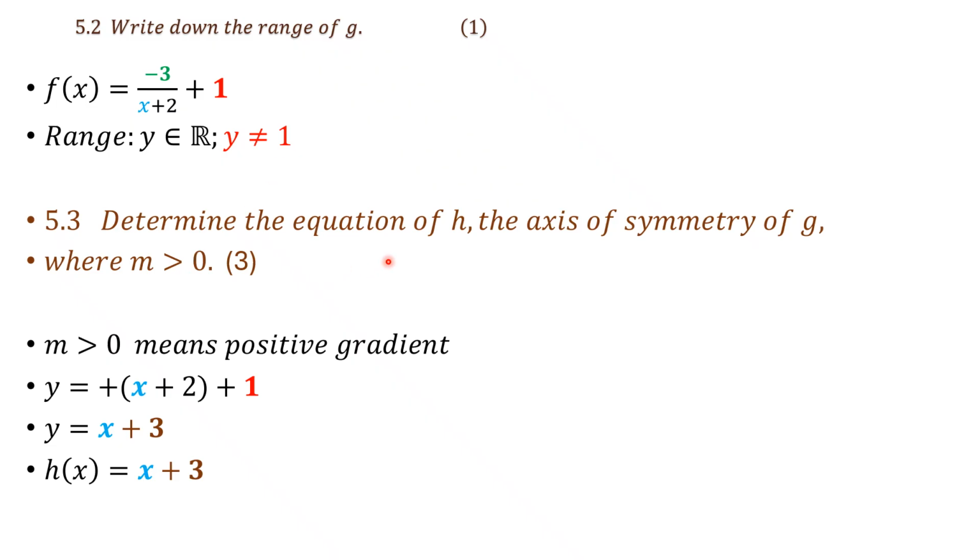5.3, determine the equation of h, the axis of symmetry of g, where the gradient is greater than 0. So for the axis of symmetry, I only use the bottom of the fraction here, x + 2, my denominator there, + 1. If it's positive, we simply say y = +(x + 2) + 1. So x + 2, 2 + 1 would give me 3. So my equation there, h(x) = x + 3. Alright, so 1 mark there, 2 marks, correct substitution, correct formula. Alright, last question.